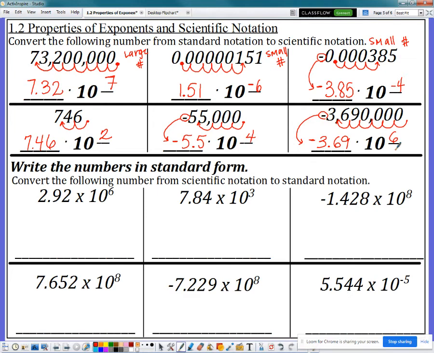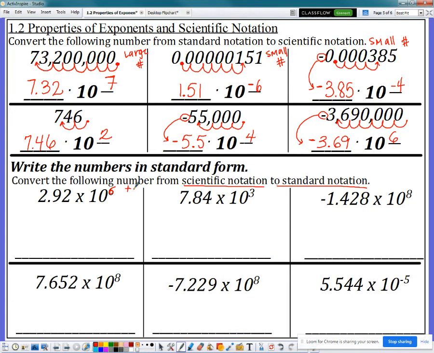All right, moving to the bottom of the page, this is the same thing but in reverse. So here we're going to convert it from scientific to standard notation. So we're just doing the opposite. So the first one, we have 2.92 times 10 to the 6th. As you can see, this is a positive number. A positive number means my number will be large.